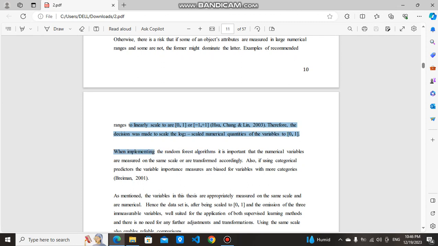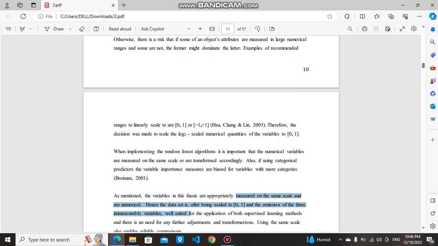Therefore, the decision was made to scale the log2 scale numerical quantities of the variables to [0, 1]. When implementing the random forest algorithm, it is important that the numerical variables are measured on the same scale or are transformed accordingly. Also, if using categorical predictors, the variable importance measures are biased for the variables with more categories. As mentioned, the variables in the thesis are appropriately measured on the same scale and numerical.